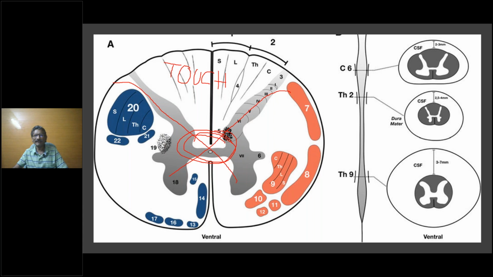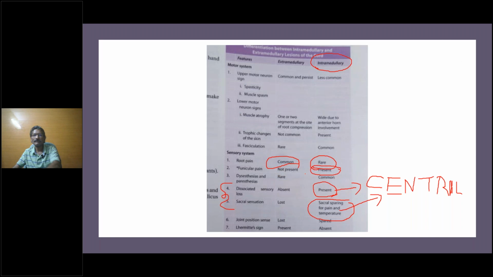And the lesion very rarely expands beyond this point. Doesn't expand beyond this point. So what happens? Joint position sense is preserved and sacral sensation is preserved. So that is what is given here. Intramedullary: dissociated sensory loss is present, sacral sparing for pain and temperature is present, joint position sense is spared. So these three findings are applicable only when the lesion is central. But as I told you, when the lesion is eccentric, it is not actually applicable.